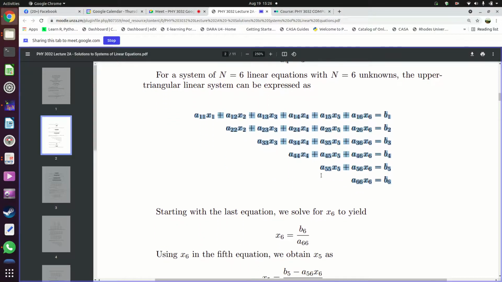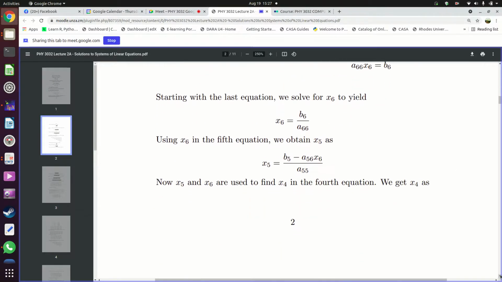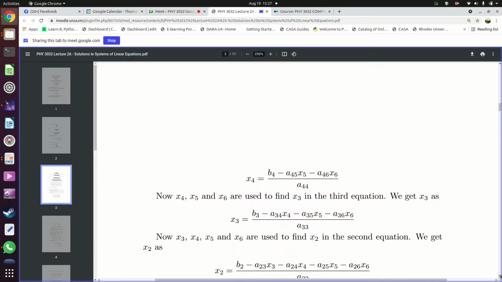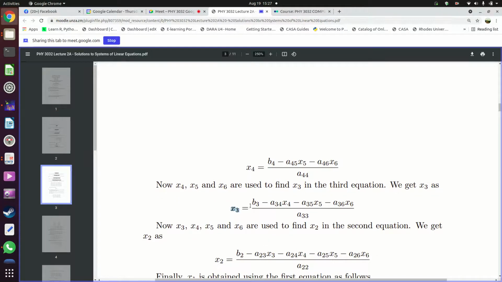Okay, so we move on to how, after we have found our x4, we're going to find our x3. So for us to find our x3, we'll get all these terms to the other side. So you're going to have b3 minus a34 x4 minus a35 x5 minus a36 x6. The whole thing divided by a33. So in that case, your x3 is going to be b3 minus a34 x4 minus a35 x5 minus a36 x6 divided by a33. So you find your unknown x3.